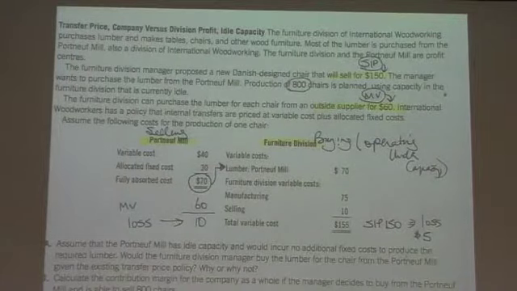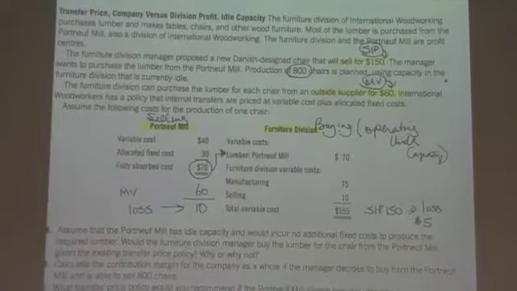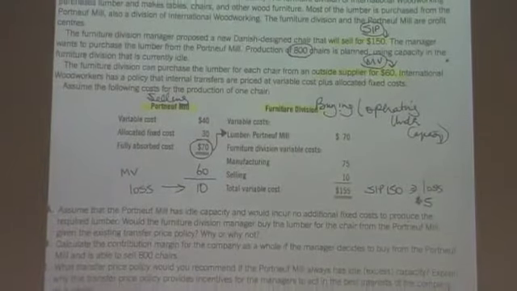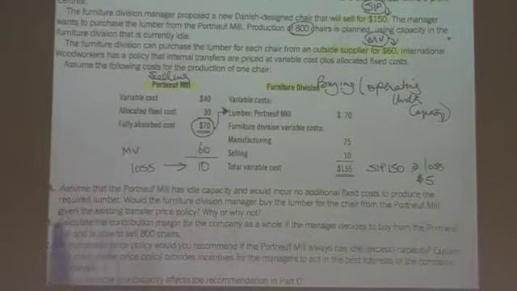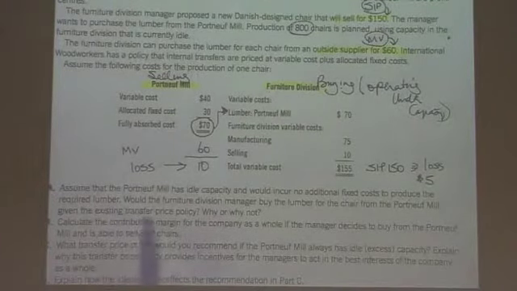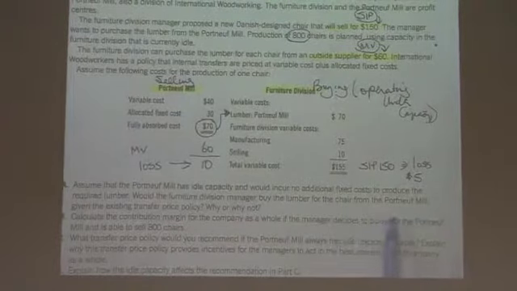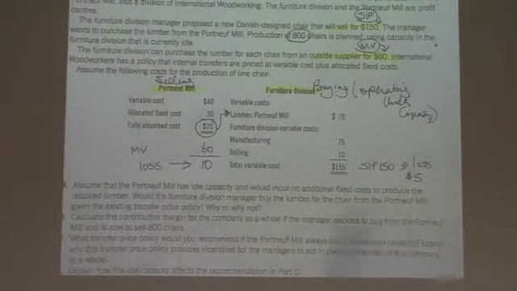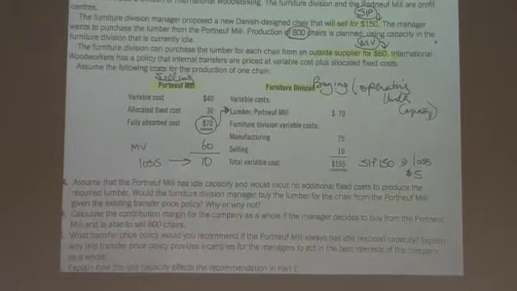Okay, assume that the Portneuf Mill has idle capacity. So assuming that the selling division has idle capacity and would incur no additional fixed cost to produce the required lumber, would the furniture division buy the lumber for the chairs from the selling division, given the existing transfer pricing policy? Why and why not? So let's take a look.